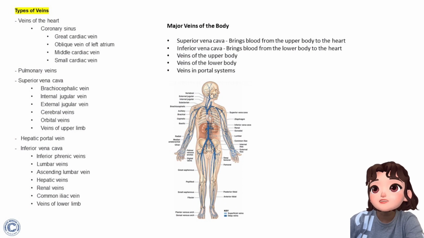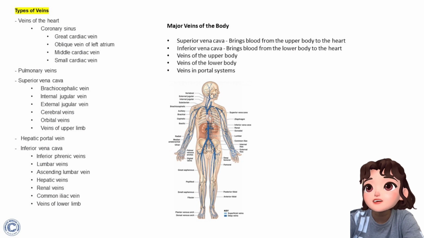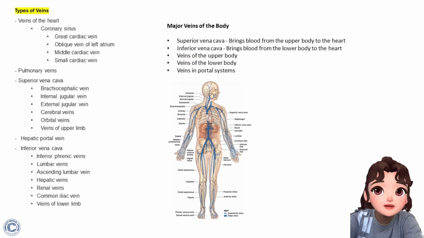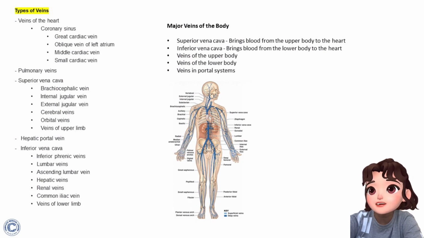Similarly, let's move on to the types of veins. There are different veins of the heart: coronary sinus, great cardiac vein, small cardiac, middle cardiac, pulmonary vein, superior vena cava, inferior vena cava. These are the main veins: superior and inferior vena cava. Under superior vena cava you can see orbital, cerebral, veins of the upper limb. Under inferior vena cava you can see lumbar veins, inferior veins, hepatic veins, renal veins, common iliac vein, veins of the lower limbs. Hepatic portal vein is also there.